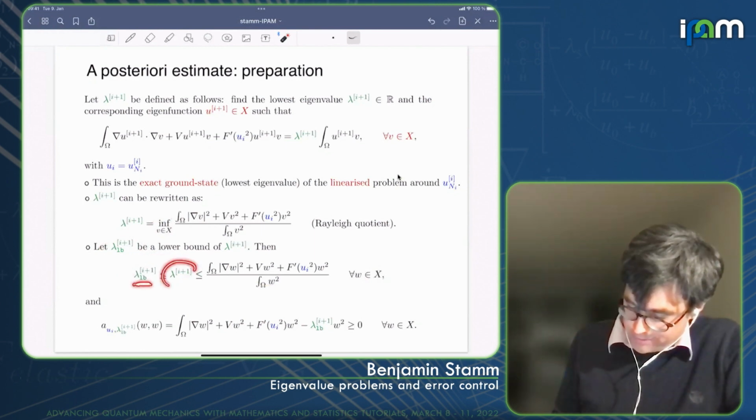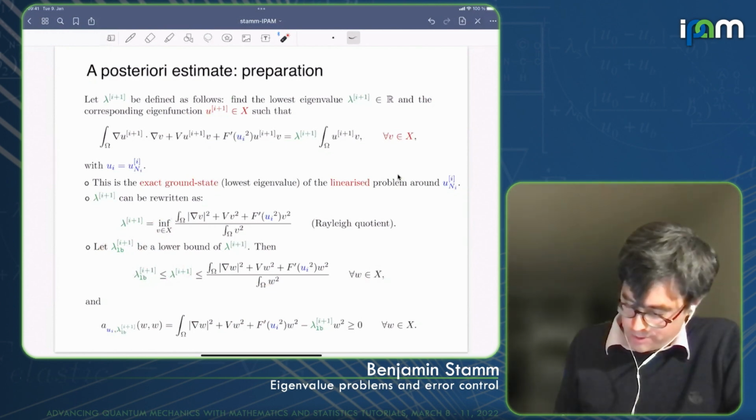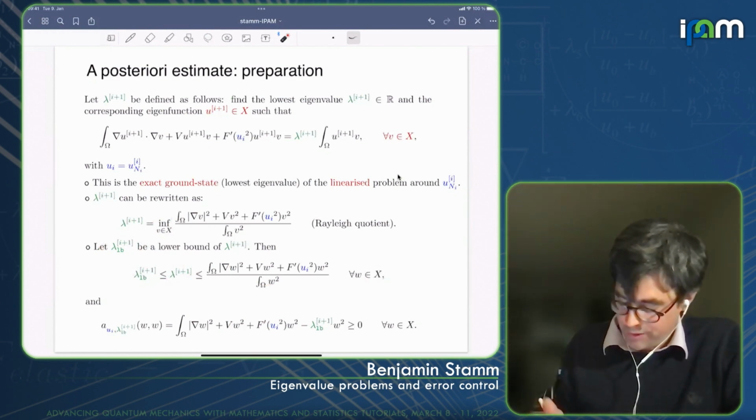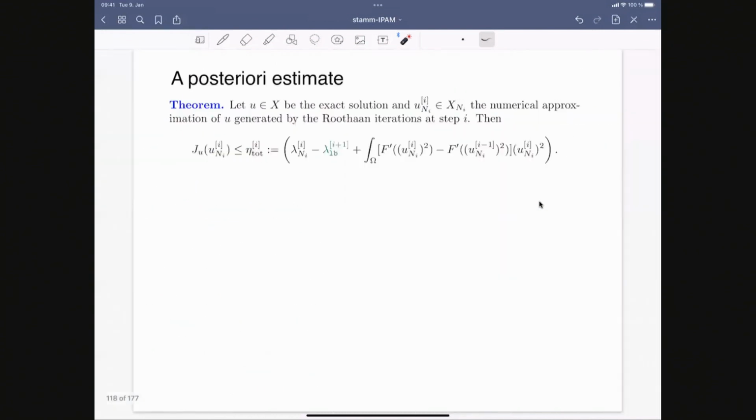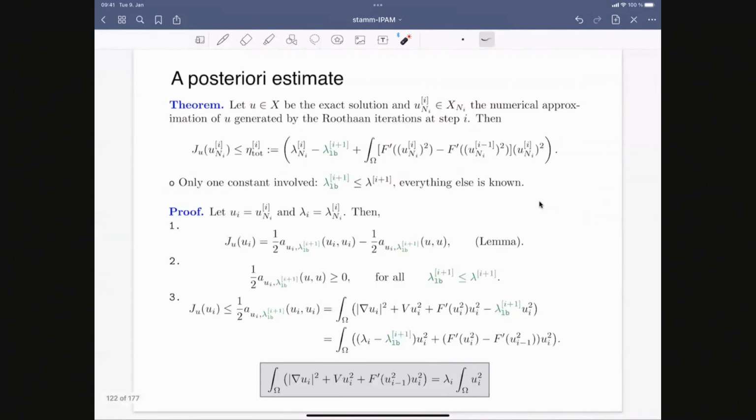Then we use this because this is not accessible, but we have seen before we can estimate eigenvalues, and so we can potentially also estimate the lower bound of an exact one through the a posteriori error analysis we have seen in the first part. So then you can upper bound the error quantity, the augmented error quantity, by a computable quantity that is the actual eigenvalue at the iteration I minus this lower bound plus something that is fully computable. So there's only one constant involved, that is this guaranteed lower bound. Everything else is computable. And we skip the proof.